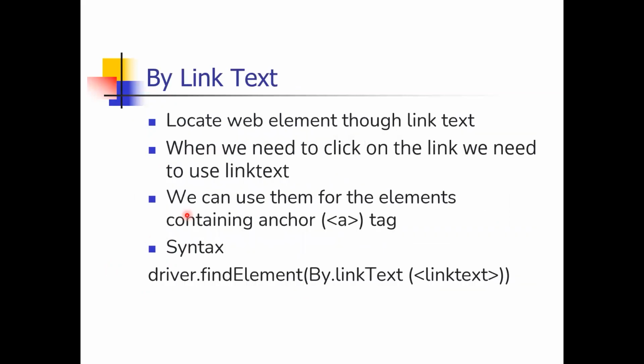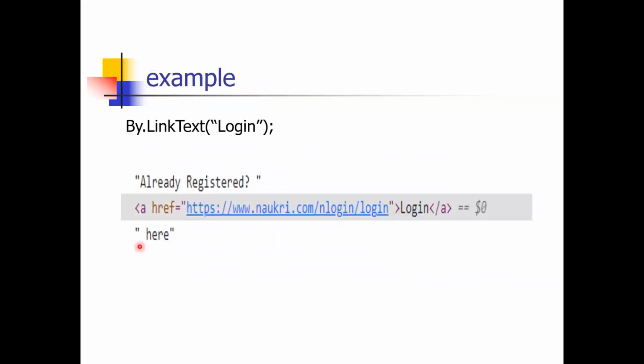So these are 4: first one was ID, name, tag, and class. Suppose you want to click any link, then we have to search the web element through the link text. The syntax is driver dot find element by dot link text and the value of that link. For example, this is your link, naukri.com and login. You want to click on this link. If you inspect this, the anchor tag will be there.